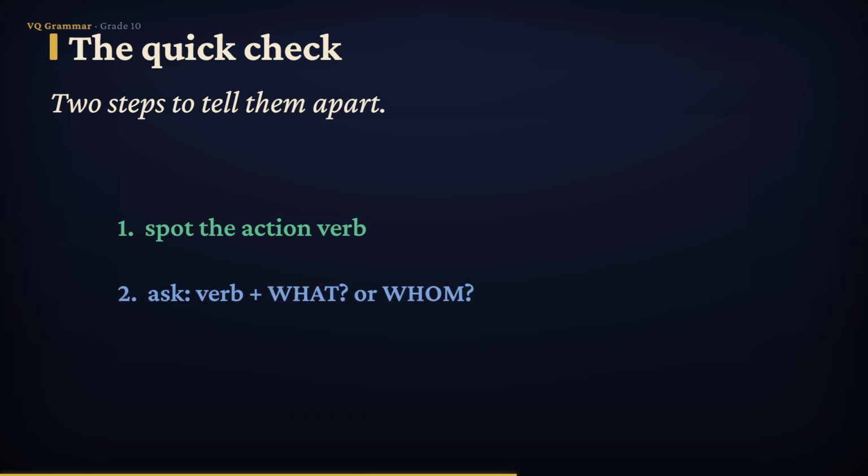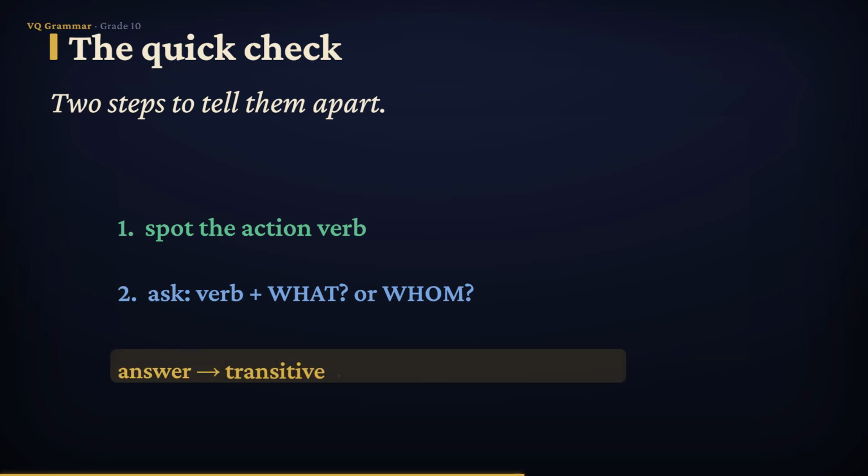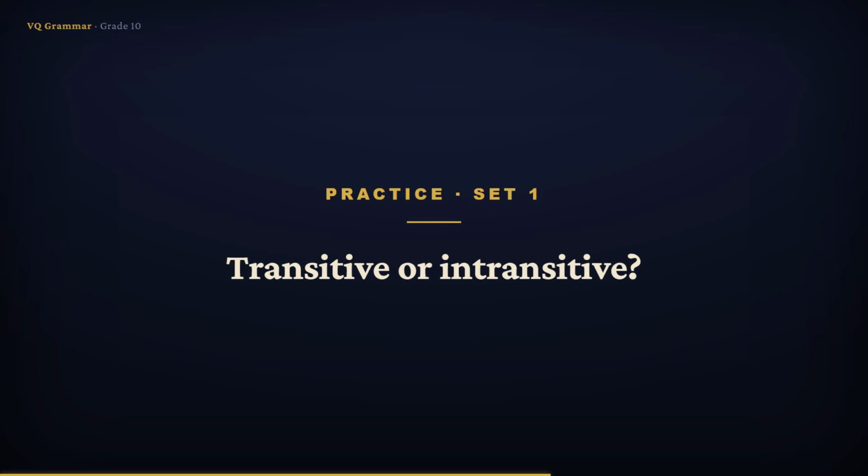Let's lock it in with a quick check. Step 1. Spot the action verb in the sentence. Step 2. Say that verb and ask what or whom right after it. If you find an answer, the verb is transitive. If you find none, it's intransitive. That's the whole test. 2 steps, and you can tell them apart every time. Let's practice. Time to practice.